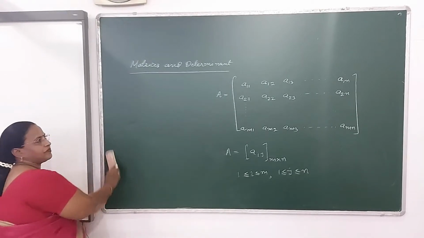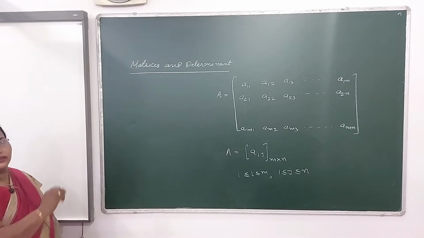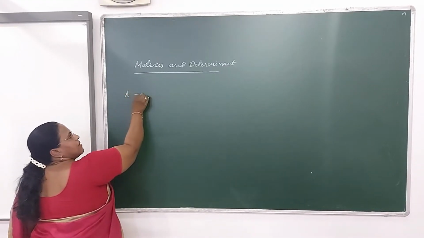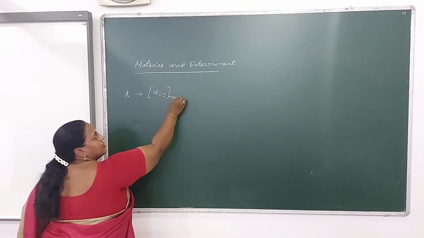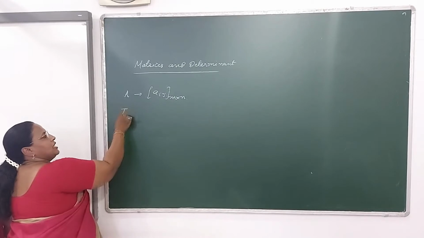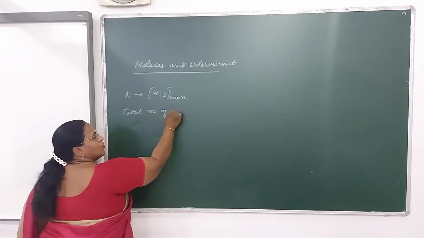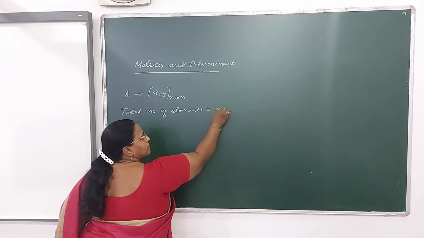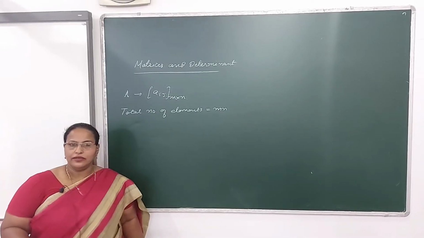Okay, now see, if A is a matrix [Aij] of order m by n, then the total number of elements here will be m into n. Now based on this concept, let us take an example.